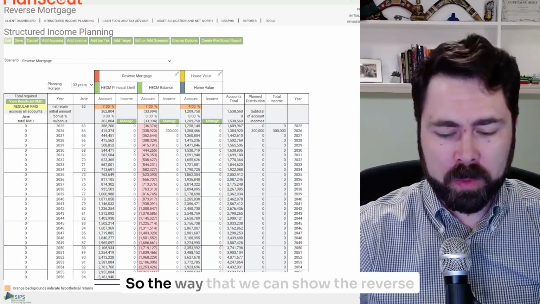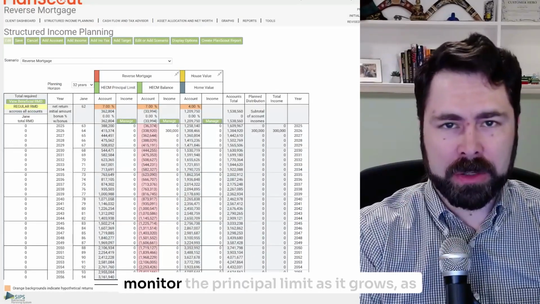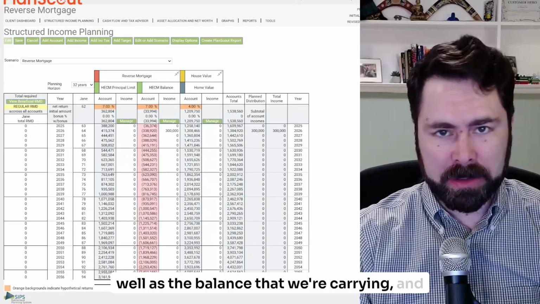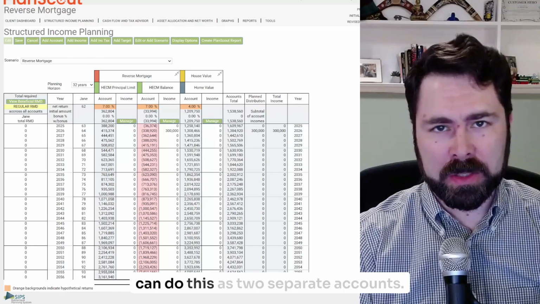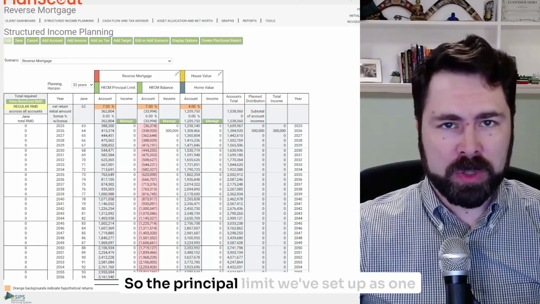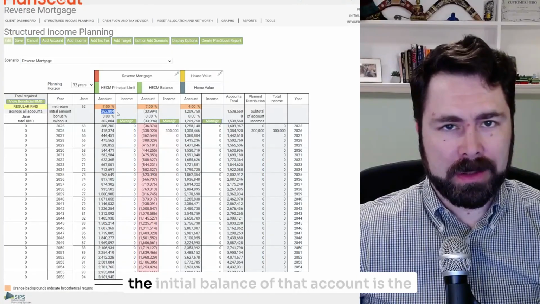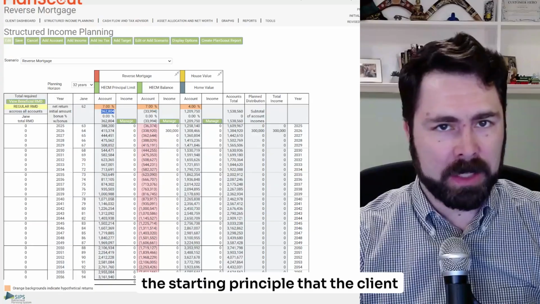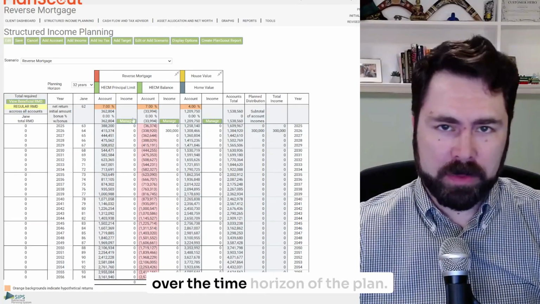So the way that we can show the reverse mortgage in SIPs here, so that we can monitor the principal limit as it grows, as well as the balance that we're carrying, and make sure that the balance is never exceeding that principal limit, is we can do this as two separate accounts. So the principal limit we've set up as one account here with the 7% interest rate, and the initial balance of that account is the starting principal that the client qualifies for the loan. We can see that this is just going to grow over the time horizon of the plan.